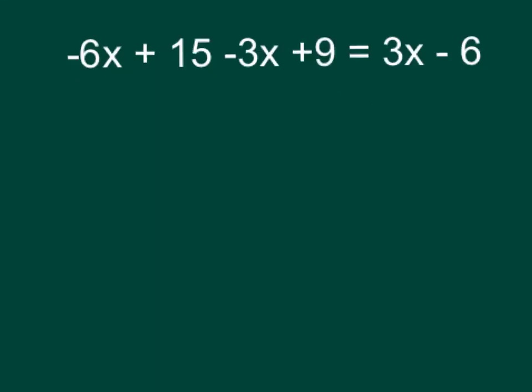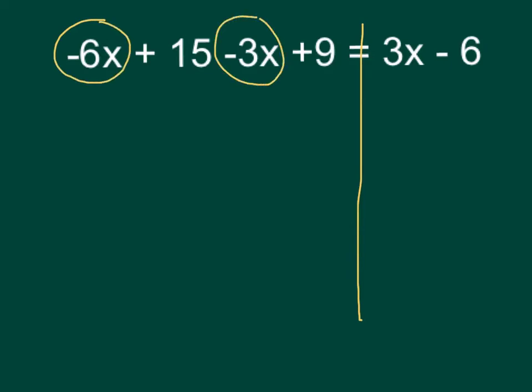Okay, let's look at our next example. Oh no, look how big that is. There's way too much stuff on the left side. So what we need to do is simplify it before we start solving this equation. So if we take a look, we have a negative 6x and we have a negative 3x. Well, those are like terms, so we're going to combine those.